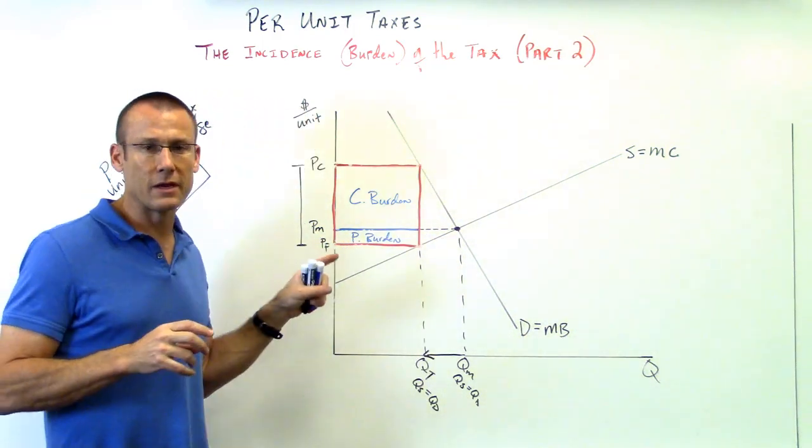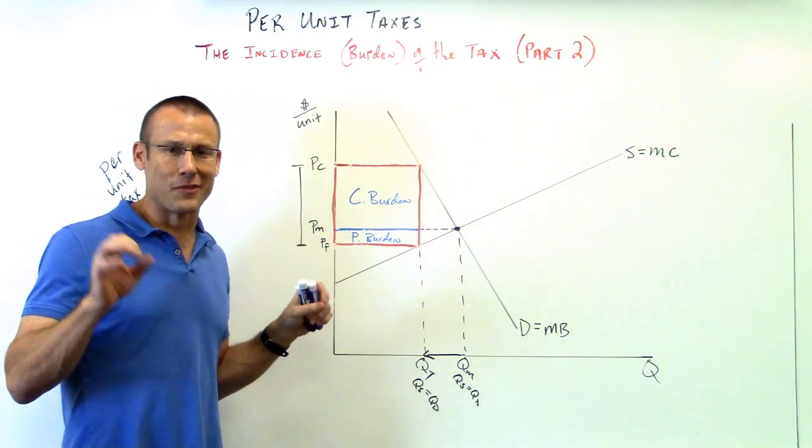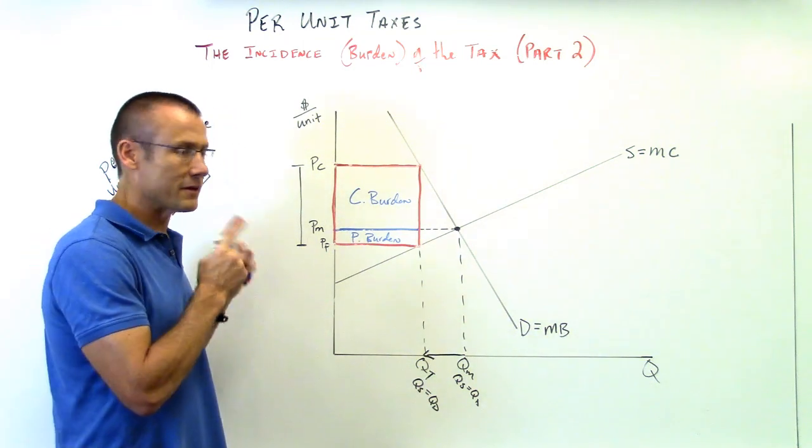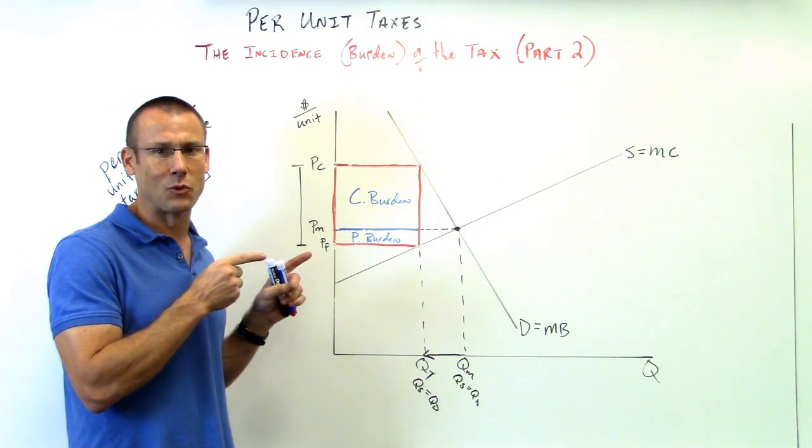So hopefully that made a lot of sense to you, okay? There might be a few parts of that. Go back, listen again. Make sure you've got them. The incidence of the tax. It falls on the one that's more inelastic.